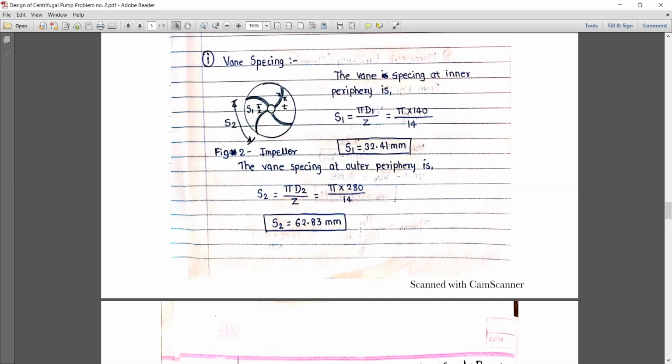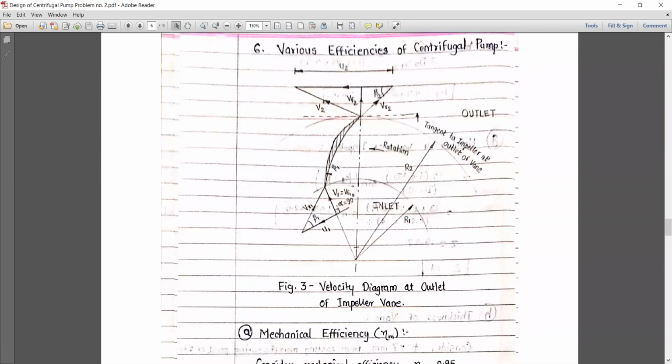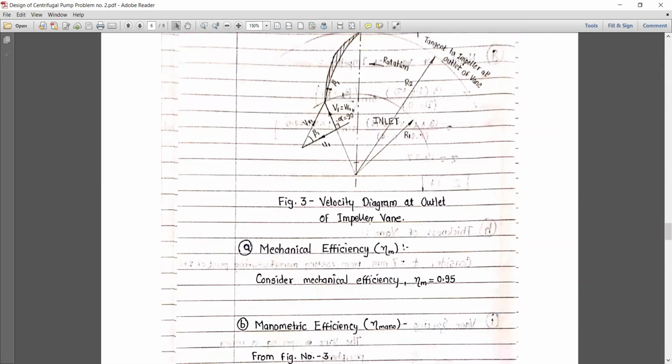As shown in the figure, the outer periphery spacing is shown by S2, which is shown over here. So this distance we can calculate, that is 62.83. Next one, we need to calculate the various efficiencies of the centrifugal pump.